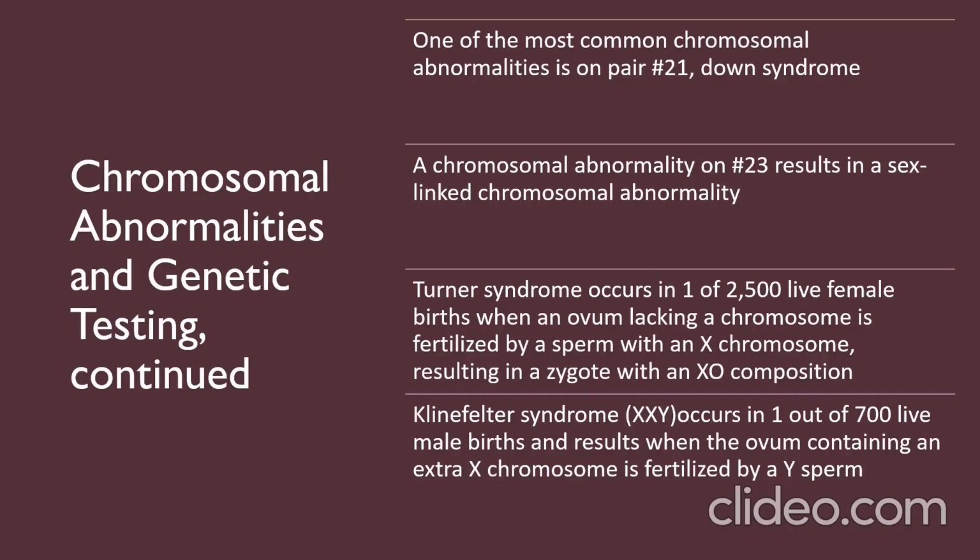So, one of the most common chromosomal abnormalities is on pair 21, or kilala to sa trisomy 21 or the Down syndrome. A chromosomal abnormality on pair 23 results in a sex-linked chromosomal abnormality kasi yun yung mga sex chromosomes. So, we have an example for those in the 23rd chromosome. Now, we have Turner syndrome.